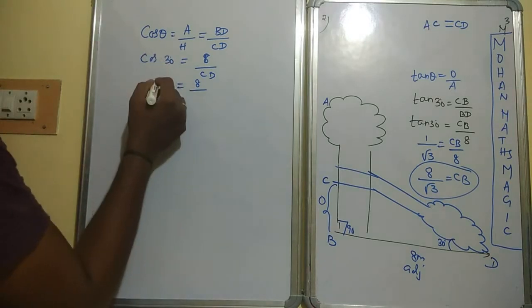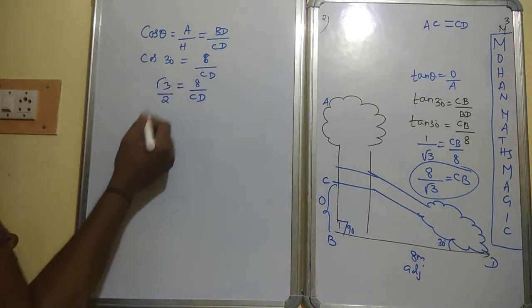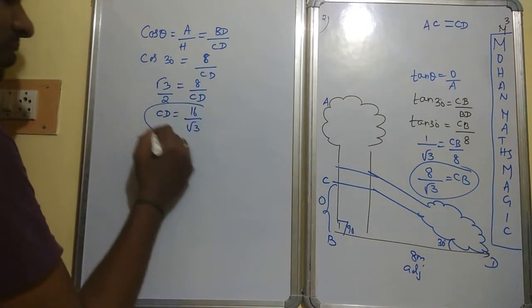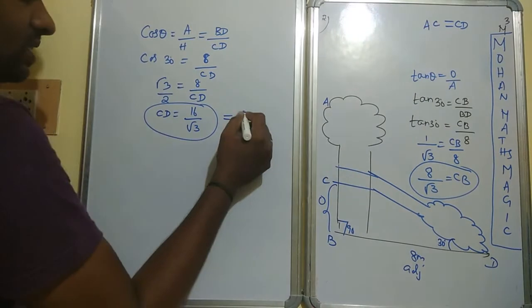Very good. So cos 30 is root 3 upon 2, right? Cos 30 is root 3 upon 2 CD. If you cross multiply, you will get CD equal to 16 upon root 3. CD is otherwise called the broken part, which will be equal to AC.